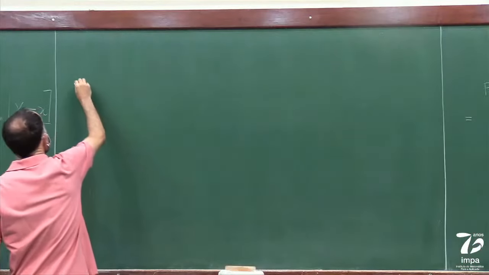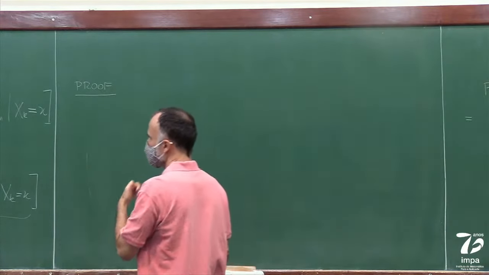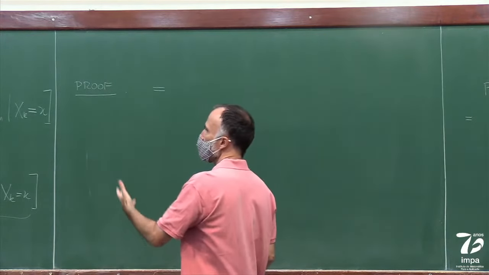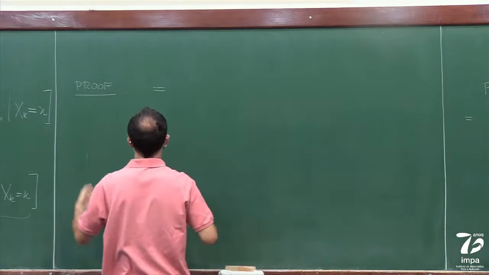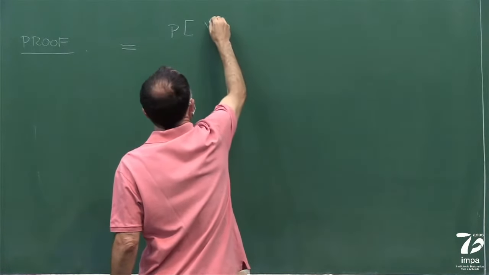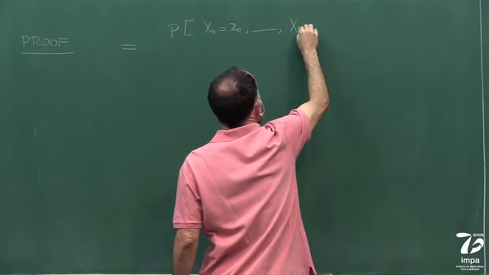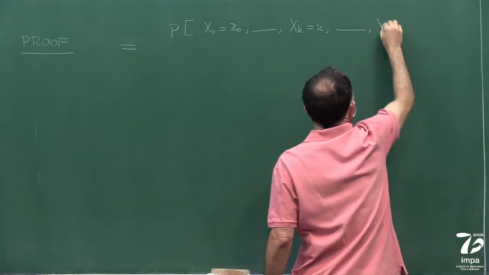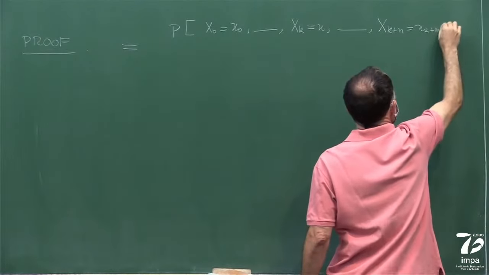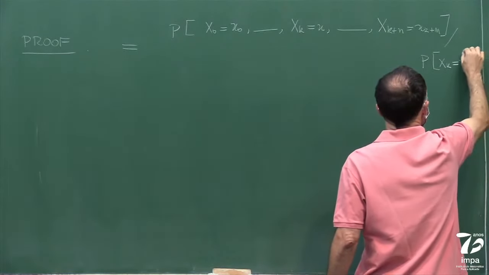So let's prove this lemma. And the proof, it's easy. It's always the same. Well, let's write this conditional probability as the probability of the intersection over the probability that xk is equal to x. So this is the probability that X0 is equal to x0 up to Xk equal to x, Xk+n equal to xk+n, divided by the probability that Xk is equal to x.